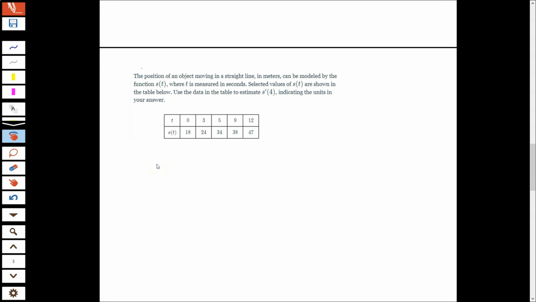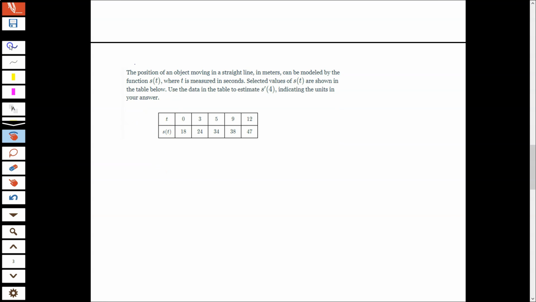All right, in this example, remember s of t is position and s prime of t is going to be velocity, right? It's going to be the derivative of position. And we are trying to estimate s prime of 4. Okay. So all we have to do is figure out where in the table t equals 4 lives. And it's going to be between 3 and 5, right? So t equals 4 would be here.